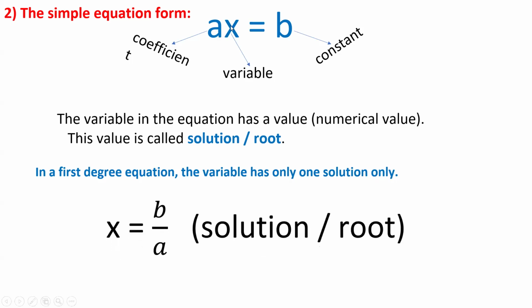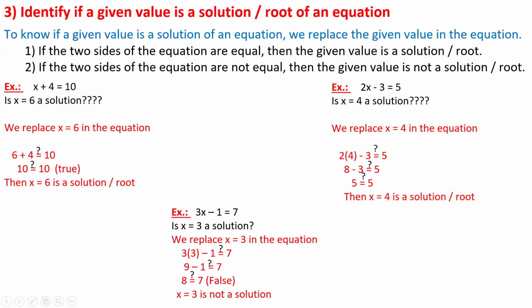So if I want to find the value of x, the solution or the root, I say x equal b over a. This is the solution or the root of the first degree equation. So always the first degree equation should be written in the simple form, which is ax equal b. To find its solution, x equal b over a.